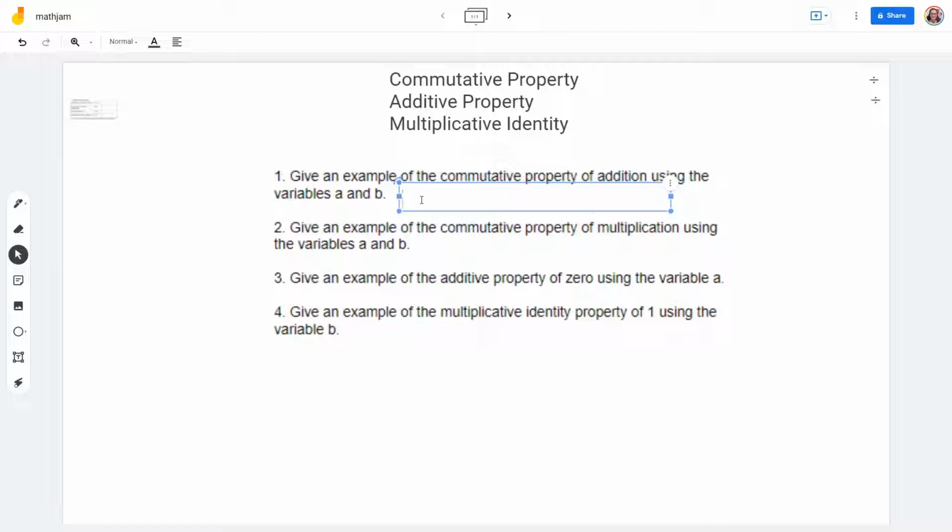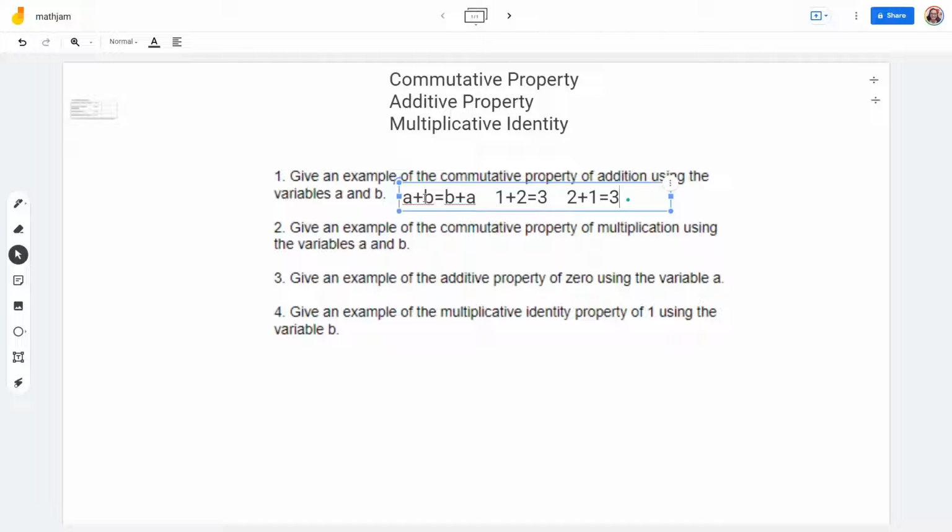So what they are saying is that if we took a and added it to b, that's going to equal the exact same as if we took b and added it to a. Now, can we prove that? We sure can. Let's try it with some actual numbers. How about 1 plus 2 equals 3? And at the same time, we also know that 2 plus 1 also equals 3. So that's our commutative property of addition.